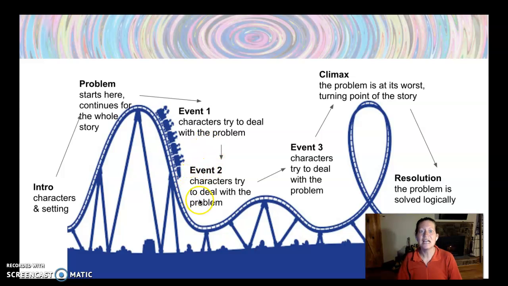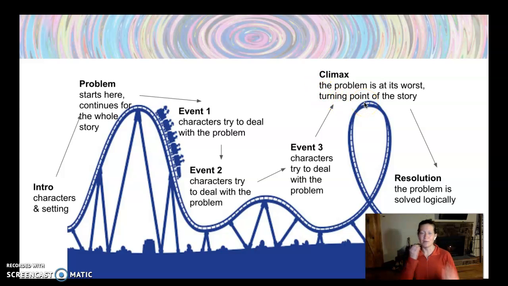Event 2 is another event where the characters are dealing with the problem. Event 3, same thing. Events 1 and 2 were good tries to deal with the problem, however your character is doing it, but they didn't work. Event 3, your character is still trying to figure it out or beat the bad guy or whatever they're trying to do. Finally, we have one big event in the story.